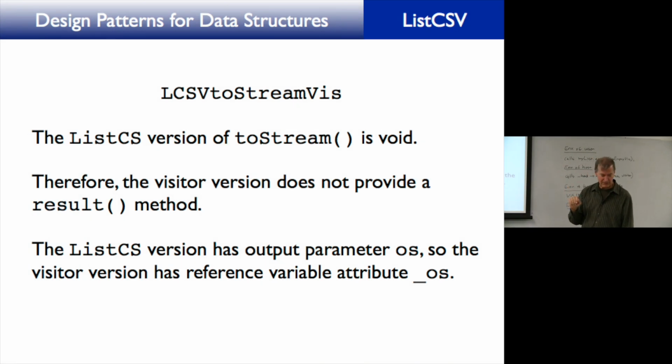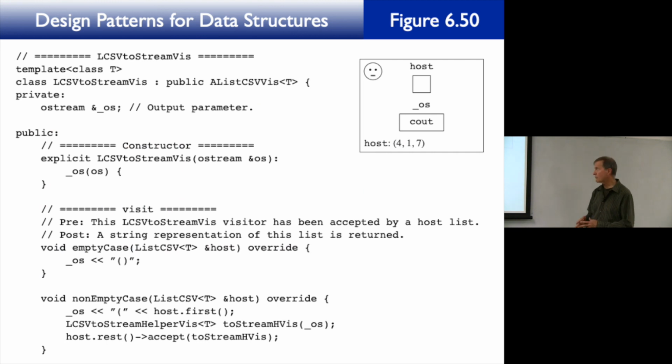We have two more examples I wanted to go over. We'll do the stream one now. We're going to do a code walkthrough of LCSV toStream viz. The list CS version of toStream is void, therefore the visitor version does not provide a result method. The list CS version has an output parameter OS, so the visitor version has a reference variable attribute underscore OS, because we passed OS to toStream before. All right, so now here's the code for toStream.